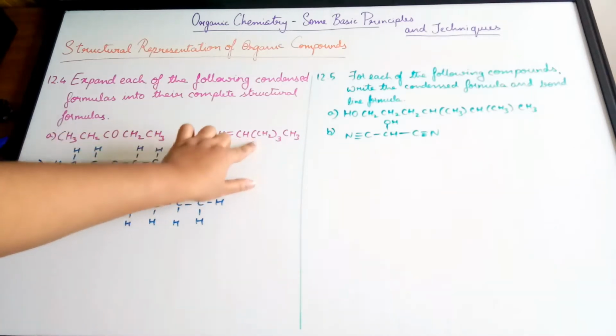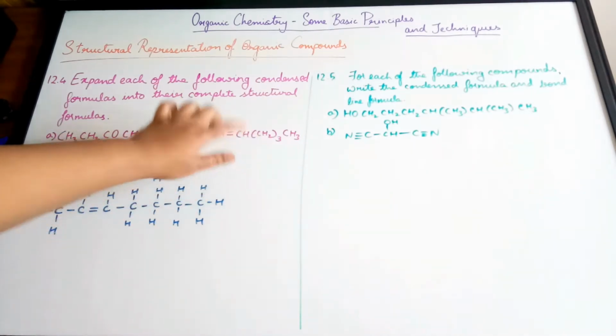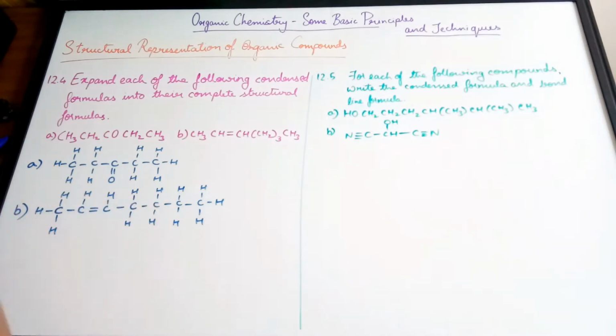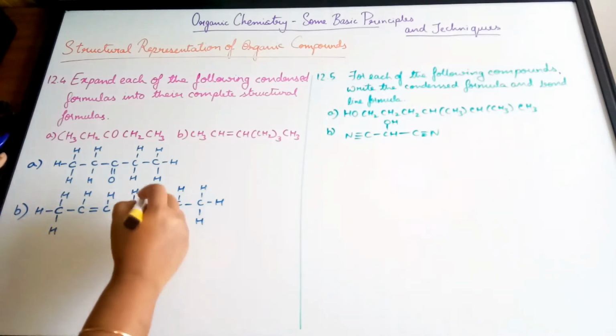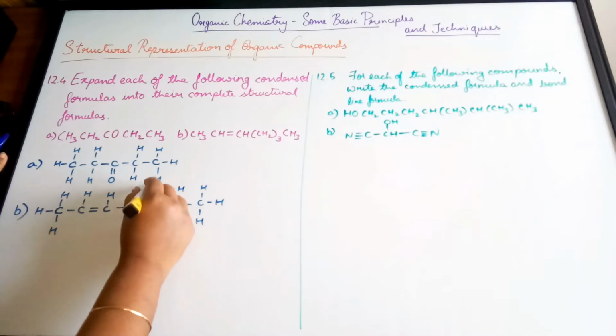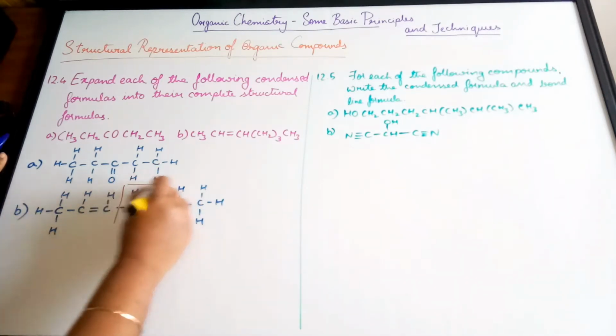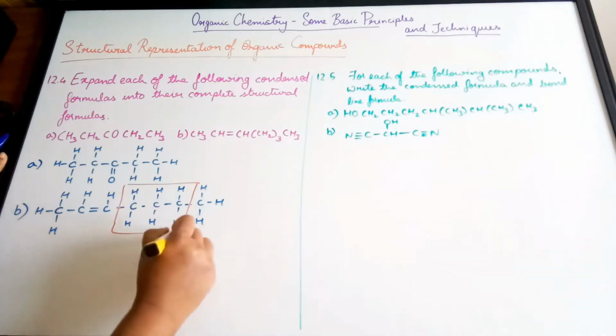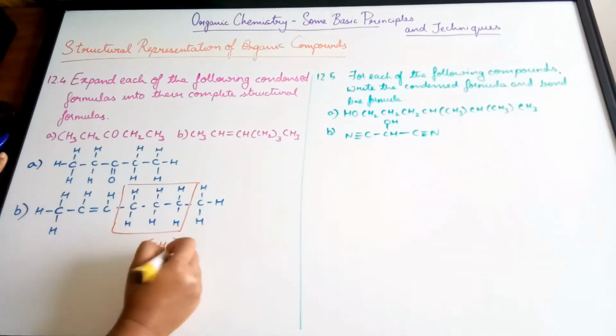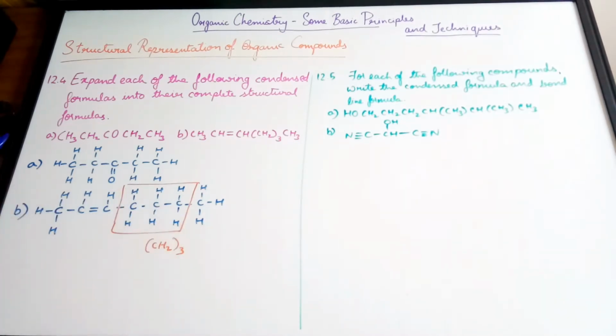So here, if it's written as CH2 taken thrice, it means there are 3 CH2s in this molecule. And that has been represented over here. This is only CH2 taken thrice. The next one: for each of the following compounds, write the condensed formulas and the bond line formula.